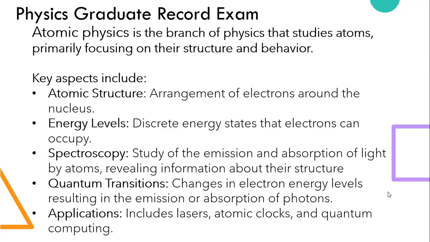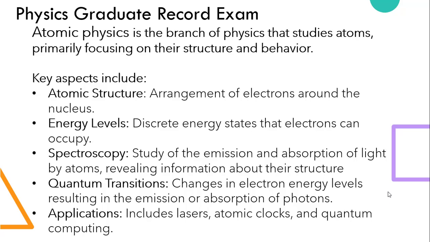There's also spectroscopy, which studies the emission and absorption of light by atoms, and it reveals information about their structure. So, for instance, if you ever played laser tag at night, you may have used infrared goggles, right? And what you're doing is looking at the heat that's generated by your body, right? And this heat is coming from the emission and absorption of light by atoms of your body.